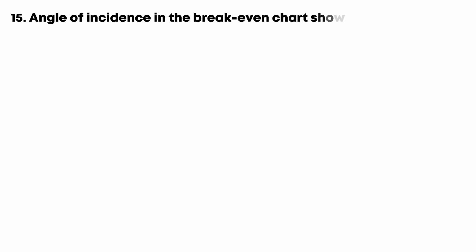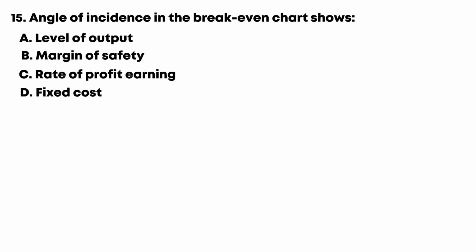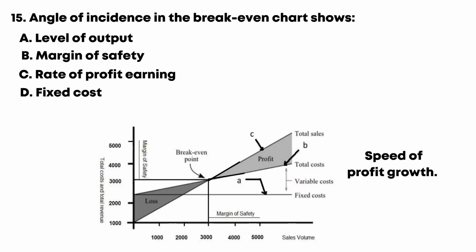15. Angle of incidence in the break-even chart shows A. level of output. B. Margin of safety. C. Rate of profit earning. D. Fixed cost. The angle shows the speed of profit growth. So the correct option is C, rate of profit earning.